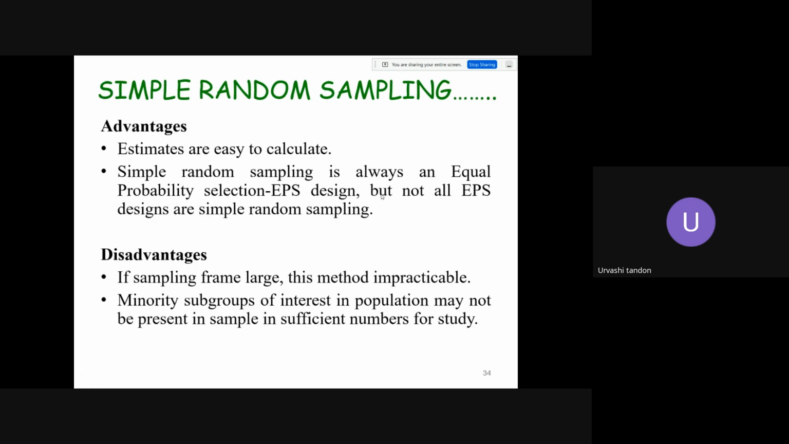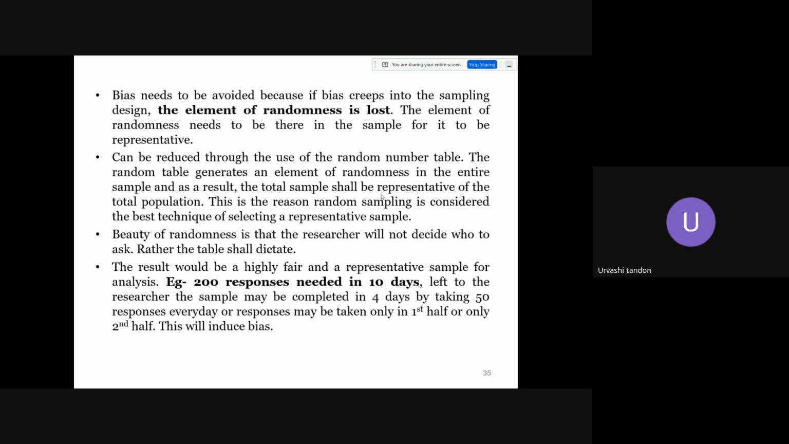Here, estimates are easy to calculate because you have a list, right? And simple random sampling is always an equal probability selection design. But again, the disadvantages: if the sampling frame is large, then this method is impracticable. The day before yesterday I told you, in a few research papers we picked up non-probability sampling techniques. Why? Because the sampling frame was not practicable, the sampling frame was not available. And at times minority subgroups of interest in the population may not be present. These are a few disadvantages of simple random sampling.